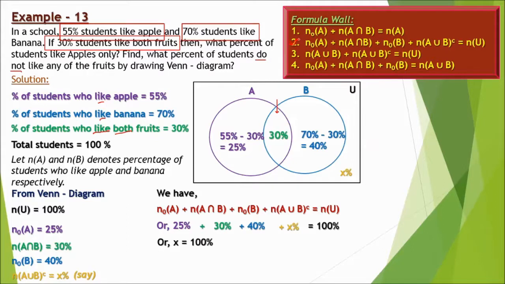So we get 100% minus, we can take those values to the other side. You can do it in your own way. So the value will be 100% minus 95%, that is 5%. So 5% of the students do not like any fruit.